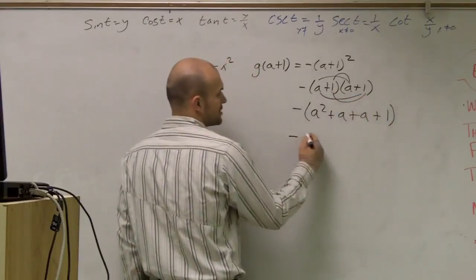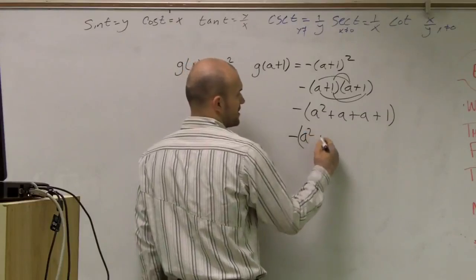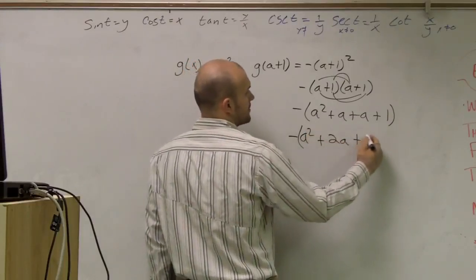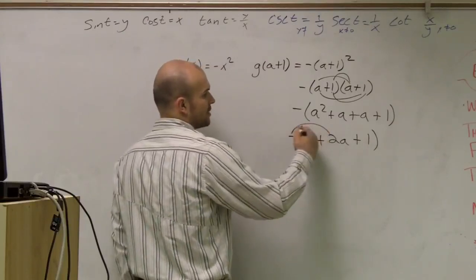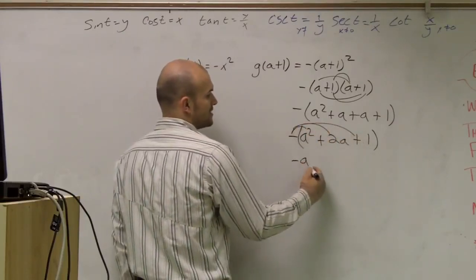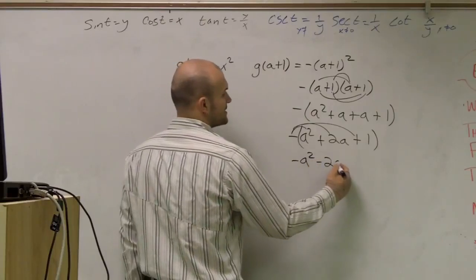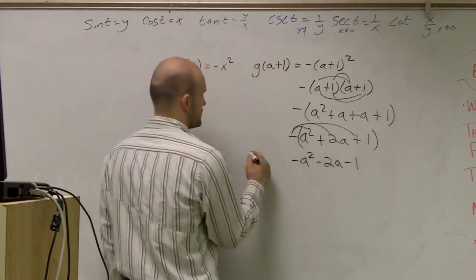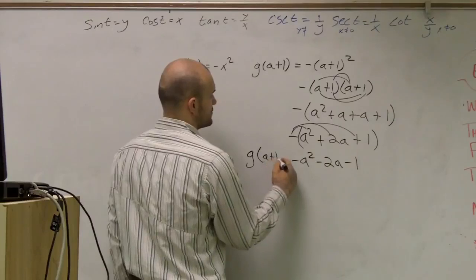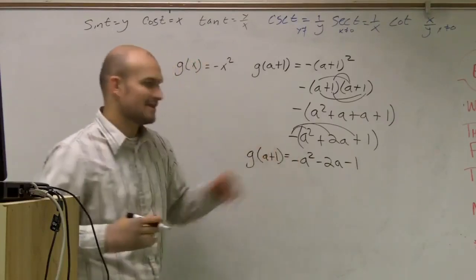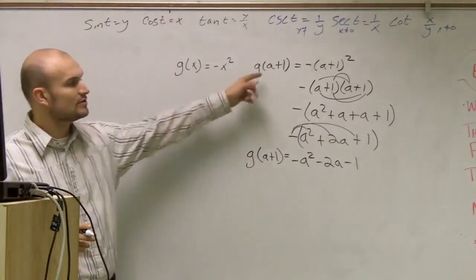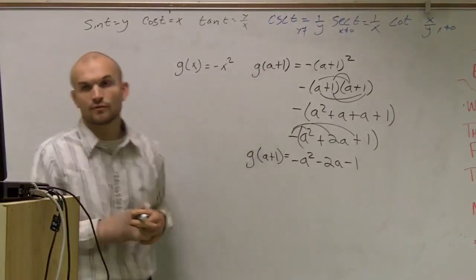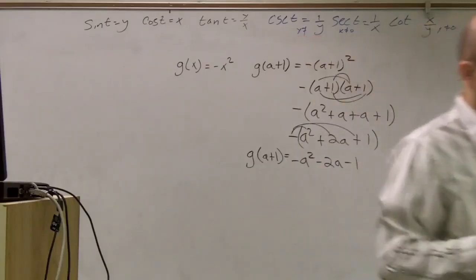I can combine my middle terms: negative a squared plus 2a plus 1. And then my last step is to distribute my negative sign to all three terms. So I end up with negative a squared minus 2a minus 1. So g of a plus 1 is equal to negative a squared minus 2a minus 1. And that's how you evaluate a function when you have g of a plus 1.